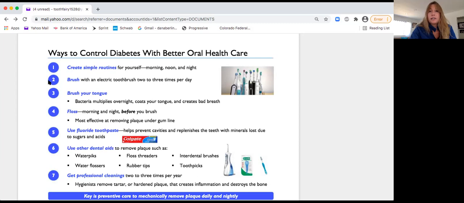But I do feel electric toothbrushes are much more effective at getting under crowns and under bridges and getting in the back and all sorts of things. I just think it's a much more effective way of removing the plaque.